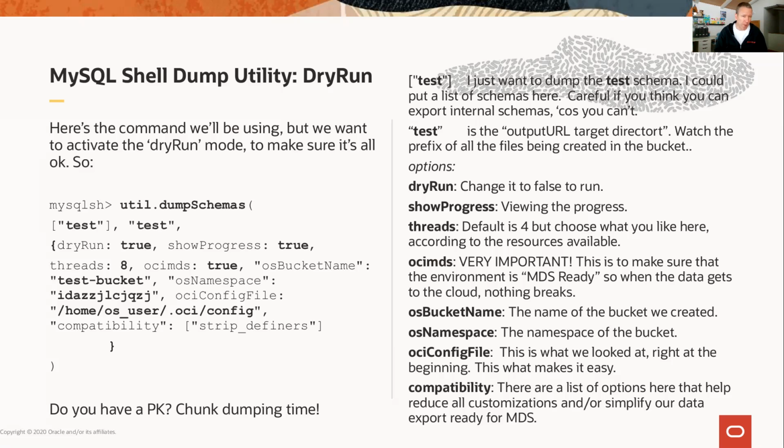osBucketName. Remember we wrote down the name and the namespace? Well, here we have it. The OCI config file, which is what we did right at the very beginning, the first one. If we didn't specify that, it'll look for the default path, so you don't have to add that in if you don't want to. It'll read it automatically. And compatibility: we can say strip definers or the different options there. But what we do need is a primary key on the tables in our schema. When we're dumping, we want to make sure the chunks are being generated in parallel. That's the one that's going to make it run faster.